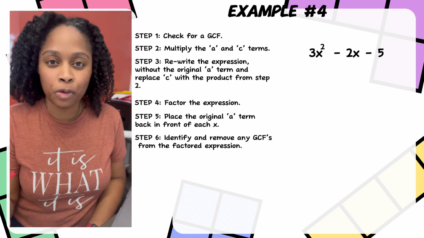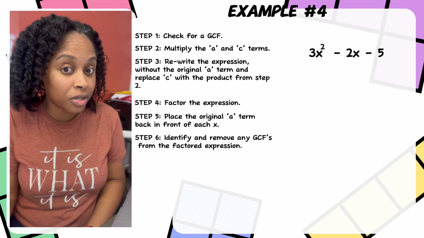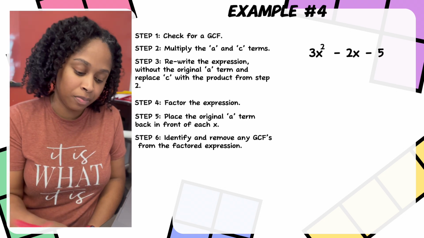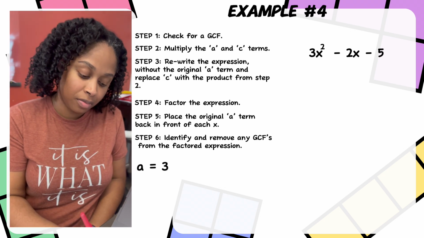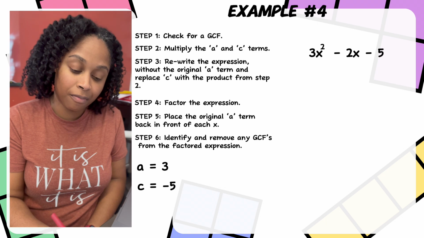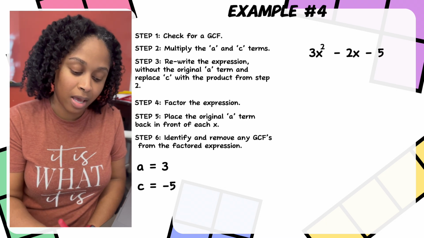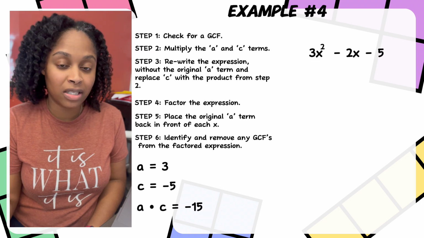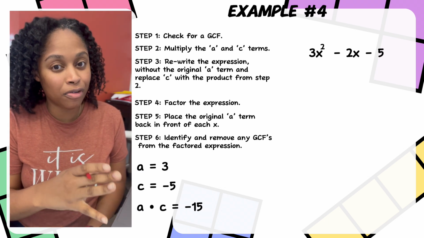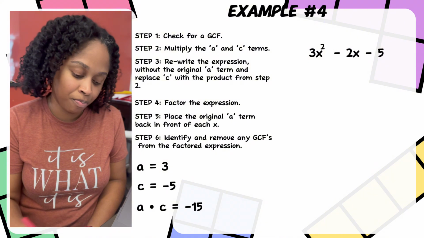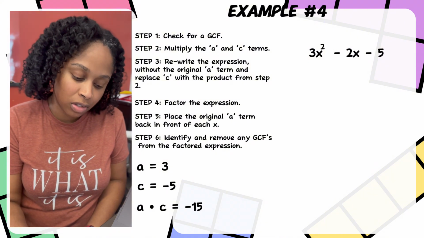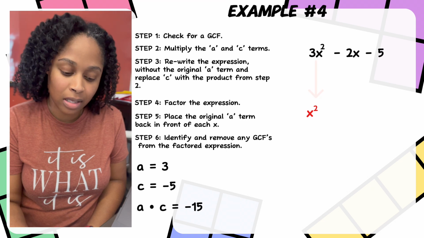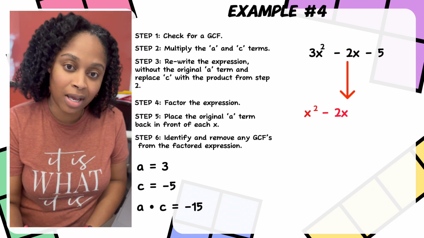Okay, so now let's go through this. So there is no GCF, so I'm going to skip to step 2. We want to multiply the a and the c terms. So a equals 3, c equals negative 5, and then I'm multiplying a times c, and that gets me negative 15. So now at step 3, I'm rewriting my expression, getting rid of the original a term, and replacing the c term. All right, so instead of 3x squared, I'm going to have x squared. The negative 2x stays, and instead of writing negative 5, I'm writing negative 15.